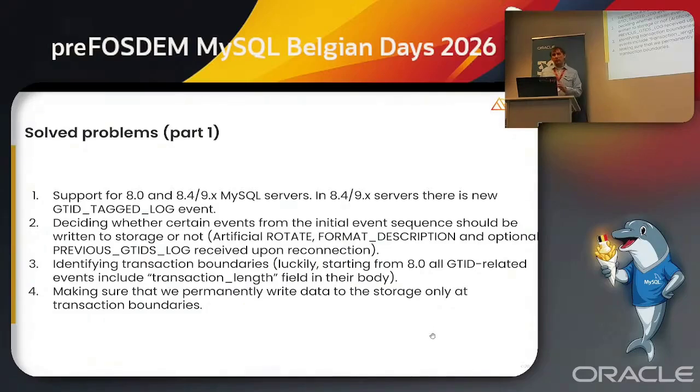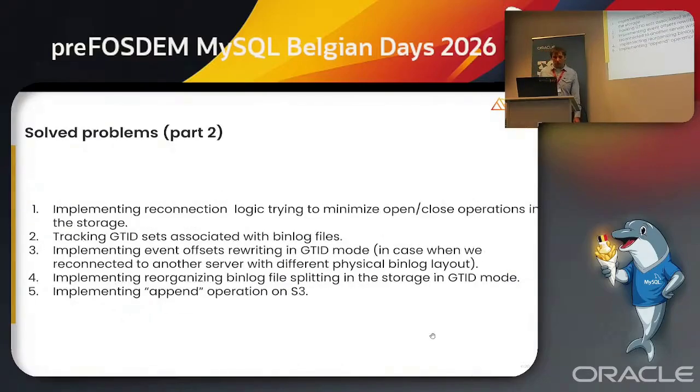Luckily in 8.0 it's much easier than it was in 5.7 because GTID log events now have information about the size of the upcoming transaction. It was a great helper for us. And yeah, as I already said, we try to write data only at transaction boundaries. It helps with recovery, with resuming operation, and especially in GTID mode.